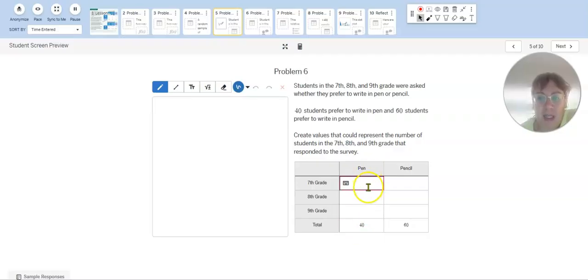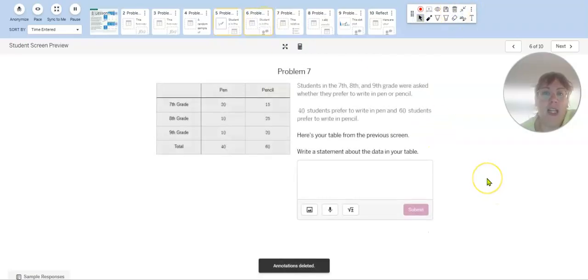So 40 people liked pen, so we need this to add to 40. So maybe 20 of them were in the 7th grade, 10, 10. That gets us to 40. And then to get to 60 over here, maybe it's 15, 25. 25 plus 15 is 40, so this would have to be 20. That would add to 60. This is just an example. Yours might look different, but the key is these should all add to 40, and these should all add to 60.